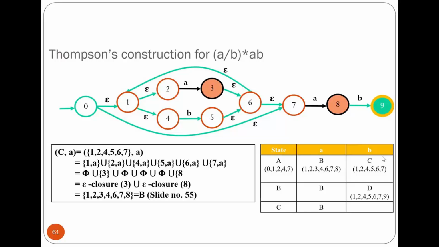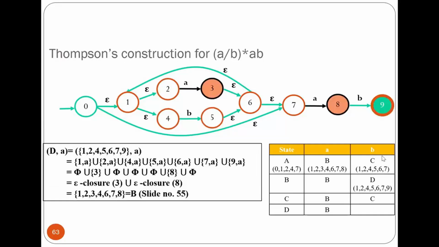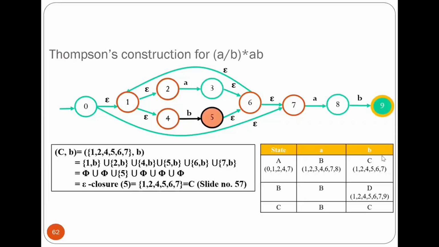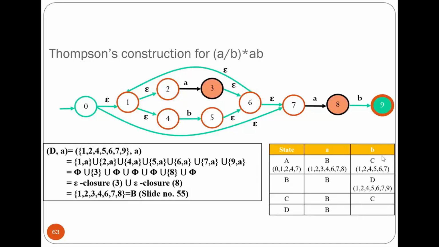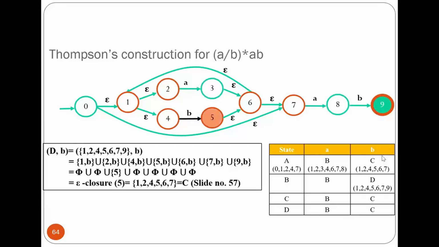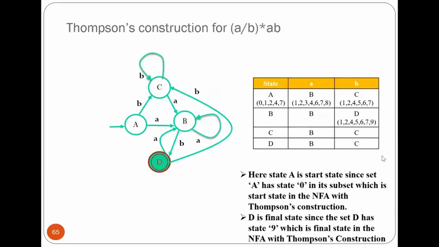Now I move to C comma B. When I go to C comma B, I again get the same set, that is E-closure of 5. So this gives me capital C. I am left out only with one move, that is D comma A. When I give D comma A, it again leads me to B set. D comma B leads me to C set. So this is how I go in for Thompson's construction and subset construction for A or B star AB. This is the final output which I get.